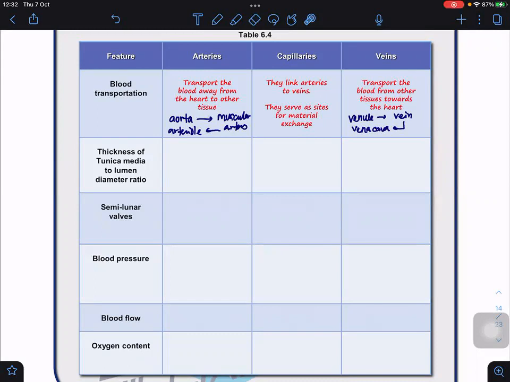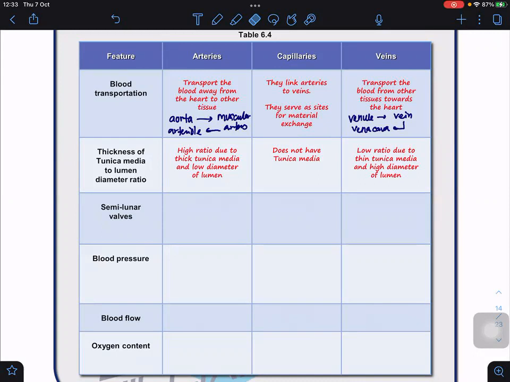In terms of the thickness of the tunica media to lumen, we will focus on the tunica media only in this case. The artery has a high ratio, due to the thick tunica media and low diameter of the lumen. Capillary does not have a tunica media, so they only have a lumen, and we cannot do the ratio here. But the vein has a low ratio, due to the thin tunica media and high diameter of the lumen.